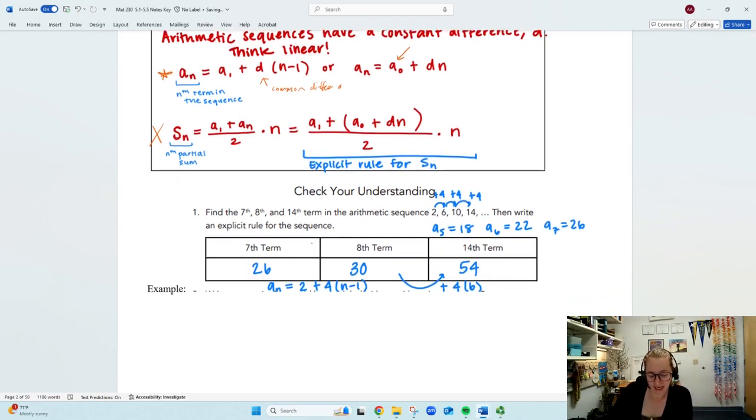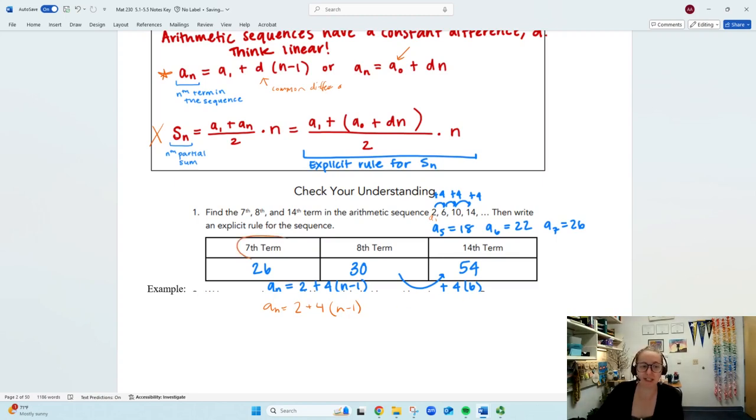Okay, this last little problem I wanted to look at, it says find the 7th, 8th, 14th term in our sequence. We're adding 4 each time and then write an explicit rule for the sequence. So we can actually see what we start with is this 2, that's our a sub 1. So our pattern would be we start with 2, we're adding 4 each time, but I want to add 4 n minus 1 many times.